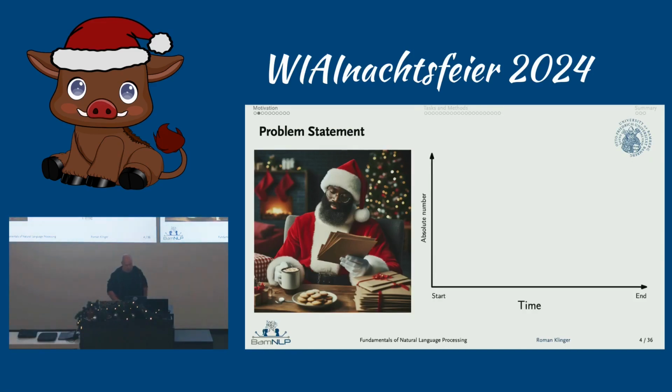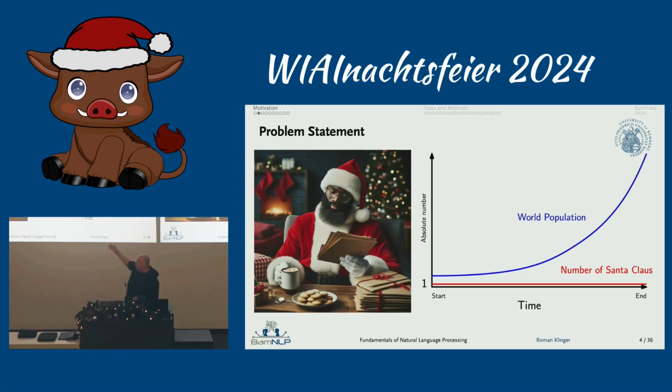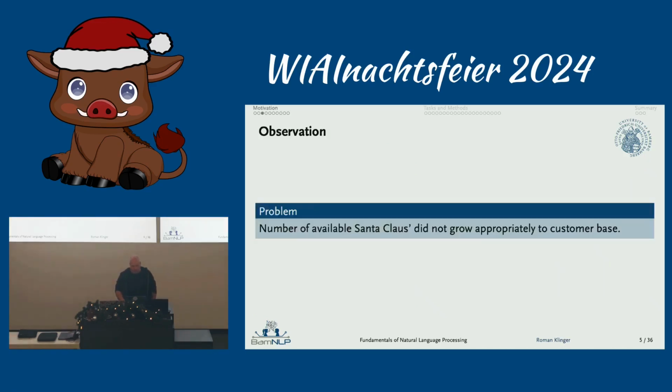This is Santa Claus, and when we look from the beginning of time until the end of time, which we see here on the x-axis, we observe that the world's population is growing quite quickly, exponentially perhaps. And you might have observed that the number of Santa Clauses did not grow appropriately. So there's a 1 on the y-axis there. That's the number of Santa Clauses which we had from the beginning of time until the end of time. This is a problem. The number of available Santa Clauses did not grow appropriately to the customer base.